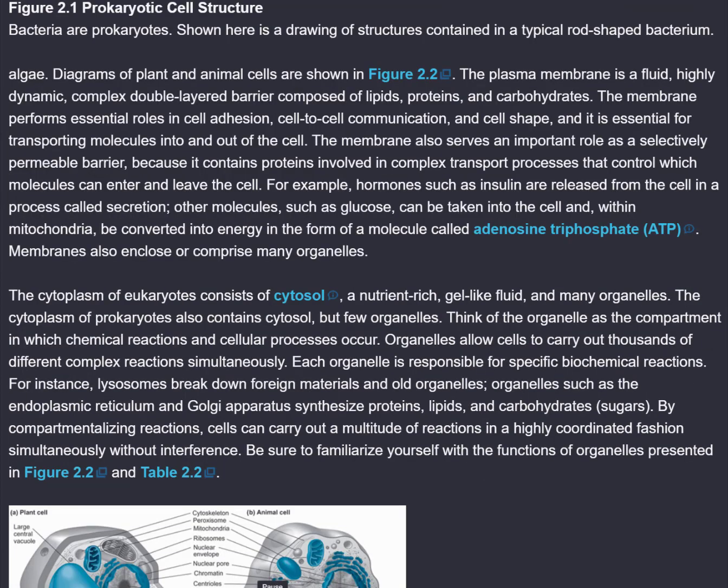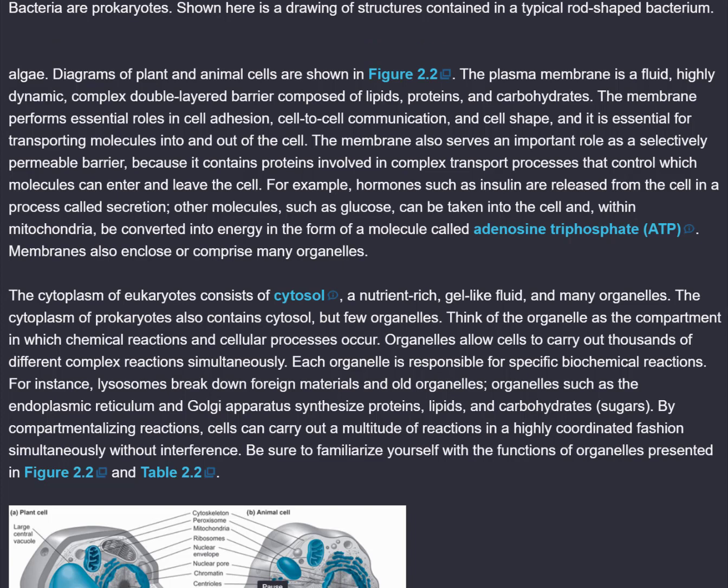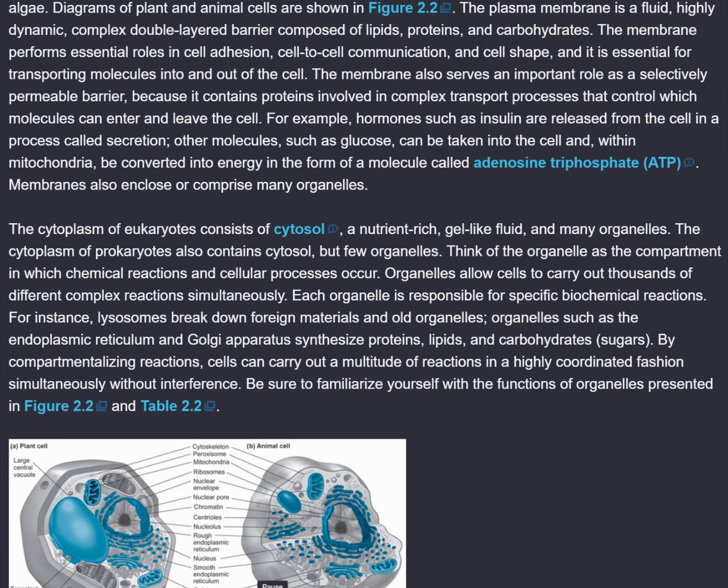Figure 2.1 Prokaryotic cell structure. Bacteria are prokaryotes. Shown here is a drawing of structures contained in a typical rod-shaped bacterium. Diagrams of plant and animal cells are shown in Figure 2.2.